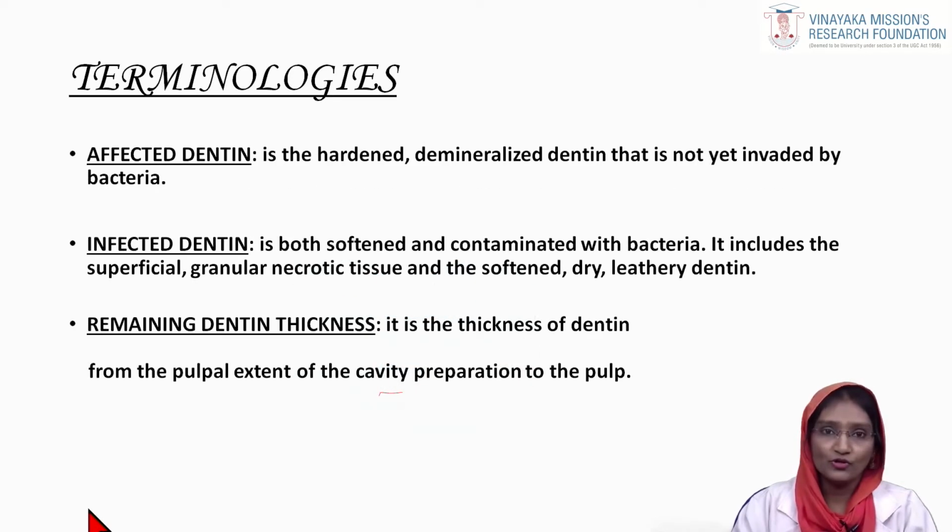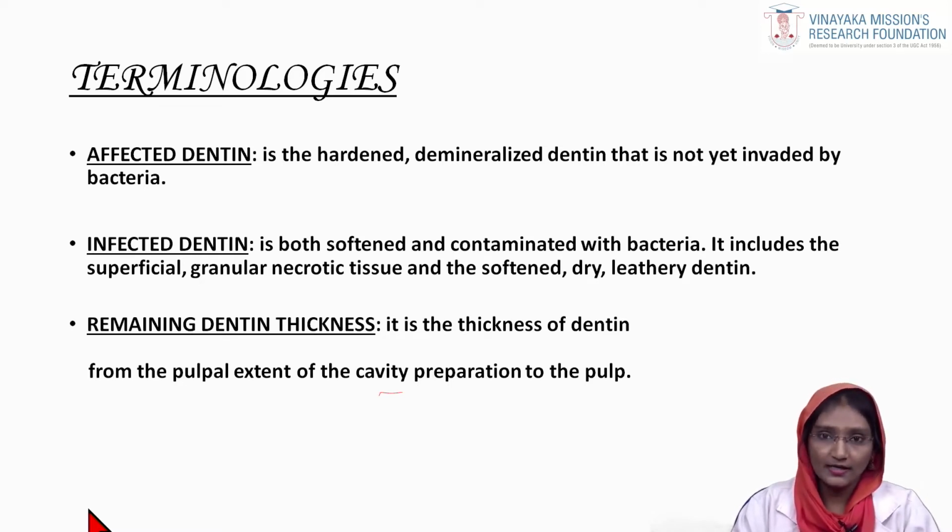Next we are moving on to the terminologies. We are going to see three terminologies. One is affected dentin, second is infected dentin, and third is RDT, that is the remaining dentinal thickness. The affected dentin is hard dentin, yellowish in color. It is demineralized, but it can remineralize on its own when we place a suitable medicament. The infected dentin is soft, leathery dentin. This has to be removed before the placement of any restorative material. It is dark brown or black in color.